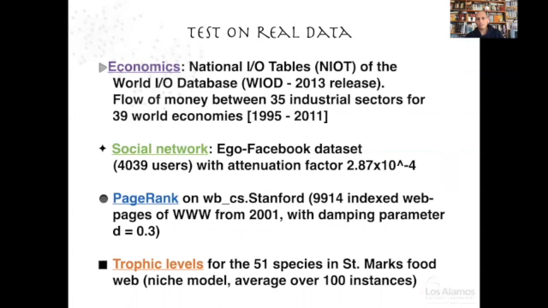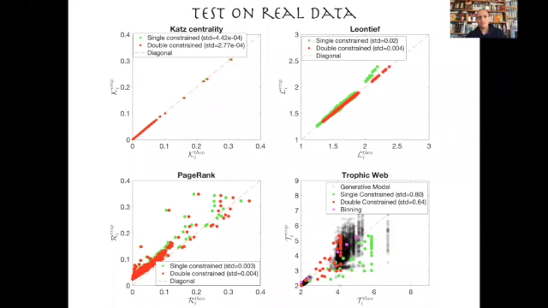We also tested the double constraint formula in the case of real data sets. Here we use some standard data sets in the subfields that I described before. For instance, in PageRank, we are using a Stanford network, and for trophic levels, St. Marks. So these are very common data sets. And also here, where the graphs and the data sets are ordered in increasing sparseness, what we see is that the formula works fairly well. For instance, in the case of the cut centrality for the Ego Facebook data set, essentially the single constraint and double constraint formulas work very well.